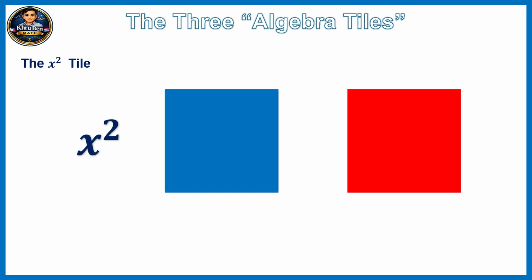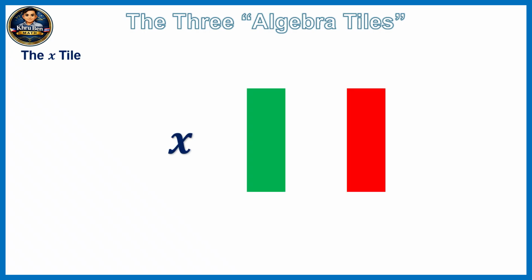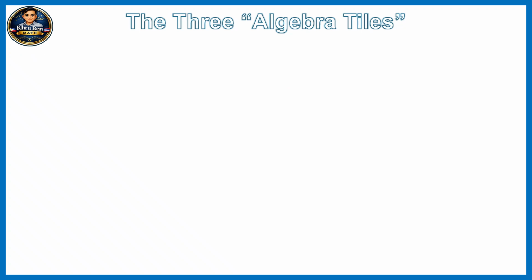First, we have the x squared tile. This large square represents x squared. Next, we have the x tile. This rectangular tile represents x. Finally, we have the unit tile. This small square represents the number 1.